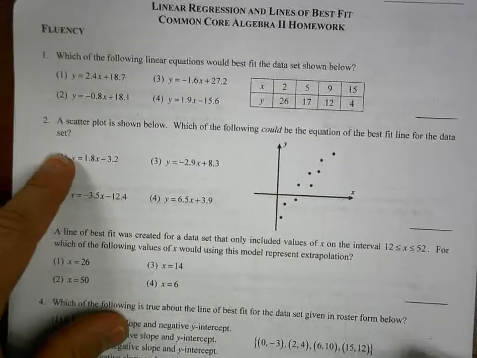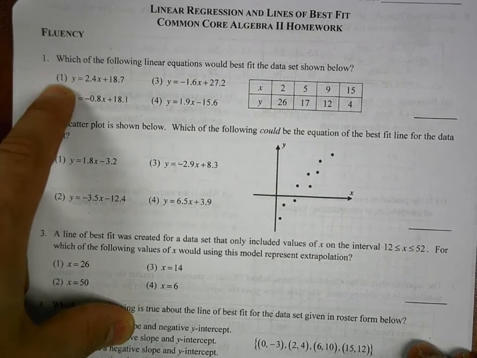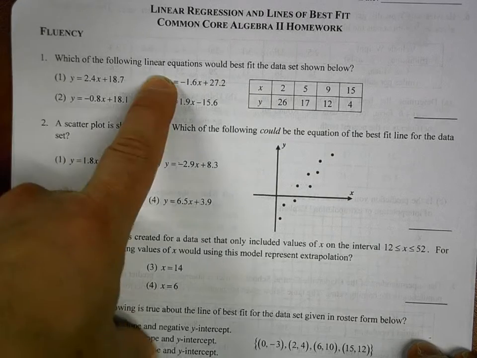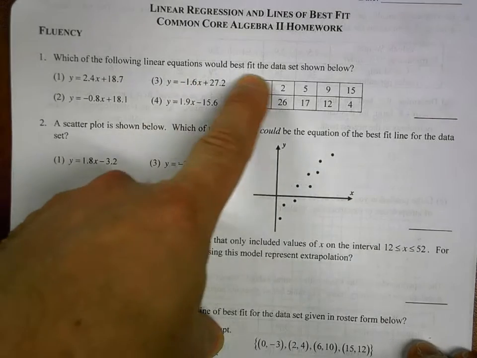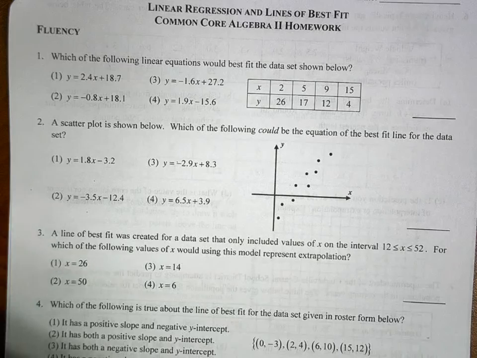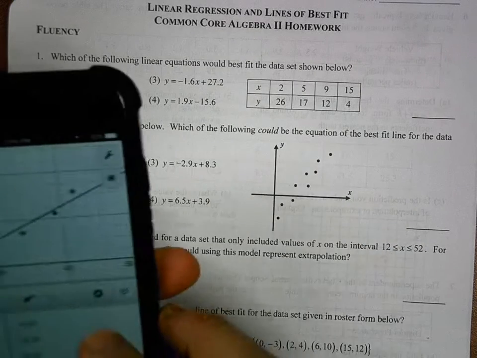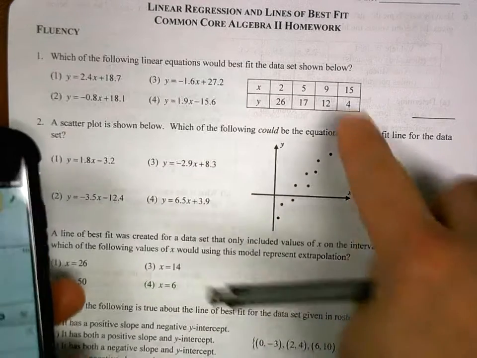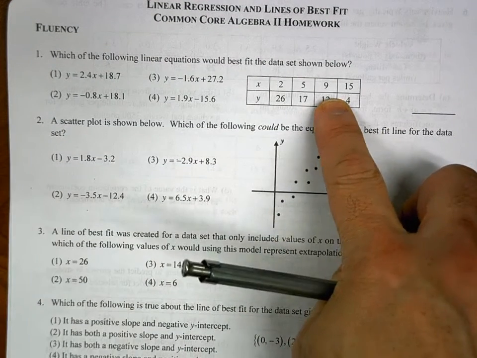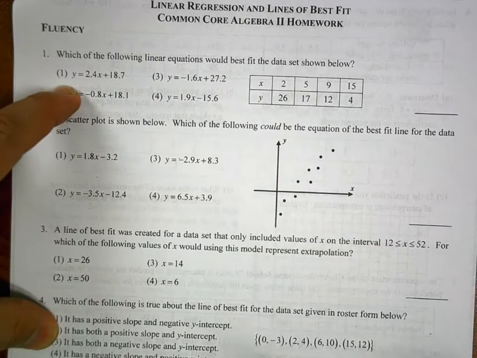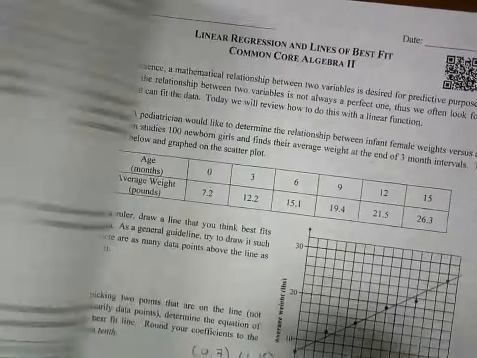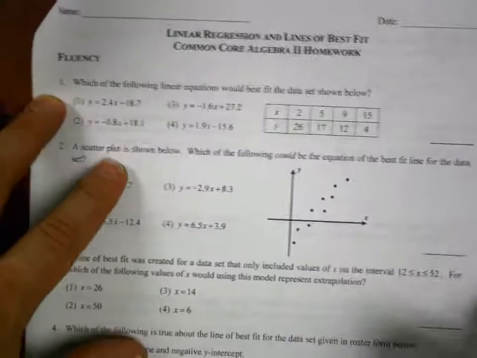Let's turn it over. Okay, so this is actually part of your homework here. Which of the following linear equations would best fit the data shown below? Actually, let's go ahead and input that. So I'm going to clear everything. So delete all. Okay, go ahead and input that. We'll answer this. We'll do a couple of these, and then we'll come back. We might do the next lesson, or we might look at some of these.